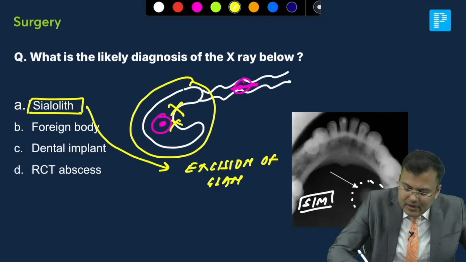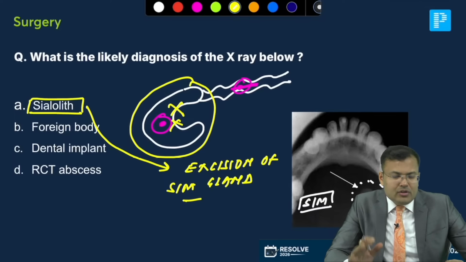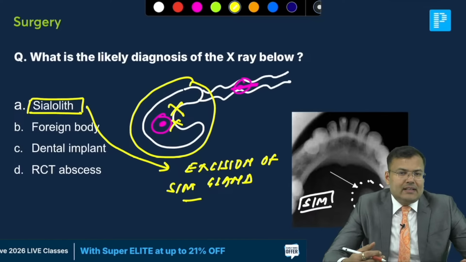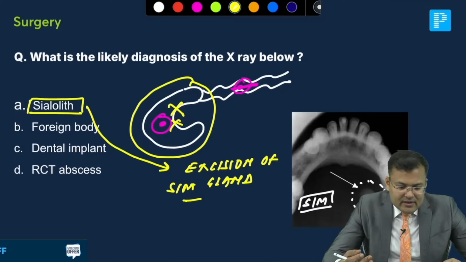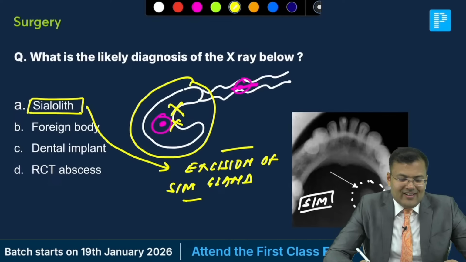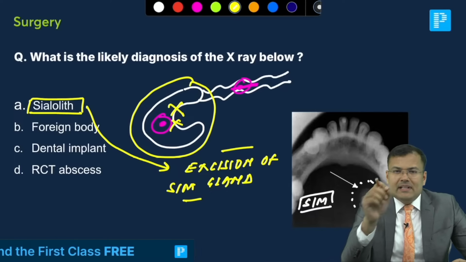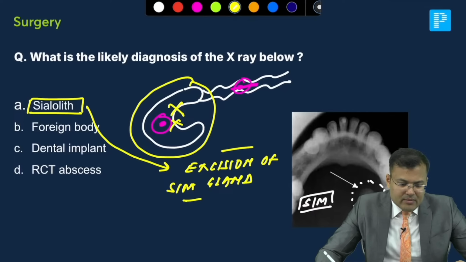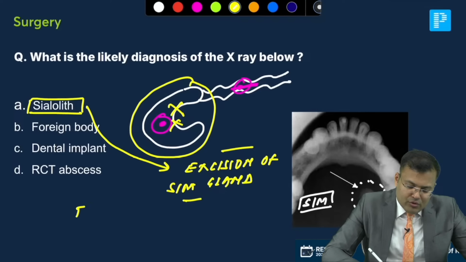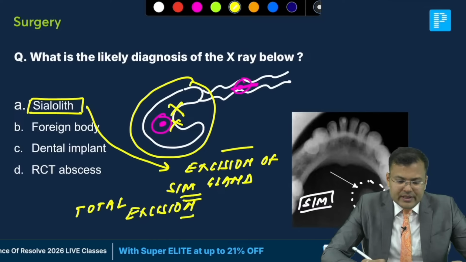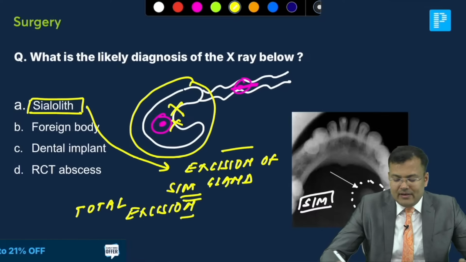Excision of gland. So which gland? Submandibular gland. So we are going for excision of the submandibular gland. Clear? So diagnosis sialolithiasis, and the treatment is excision of the submandibular gland. Okay? Yes, if it is in the duct, then give the incision, remove the stone. But if it is in the gland, then remove the gland, the submandibular gland. Total? Yes, we have to go for total excision. We will remove the whole gland. We have to go for removal of the gland, not only the stone.